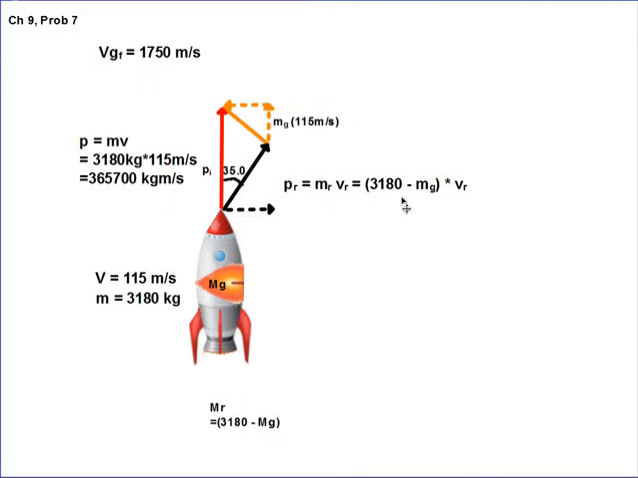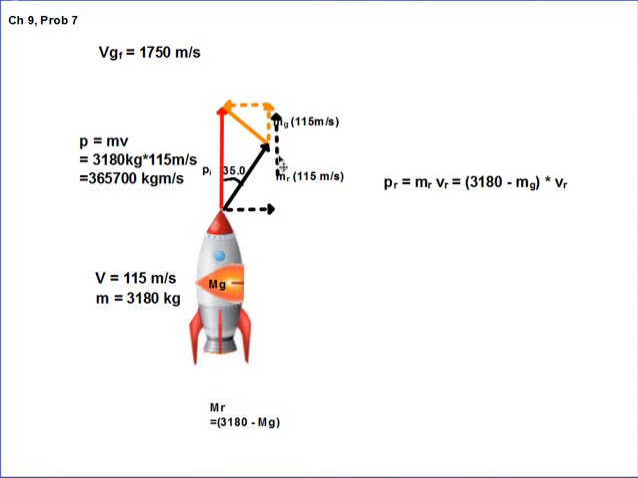of the rocket. I'm going to break those into their two components like that as well. And again, this thing right here, I'm going to move over here a little bit because I'm interested in these components of that vector. So this would be the mass of the rocket times 115 meters per second.